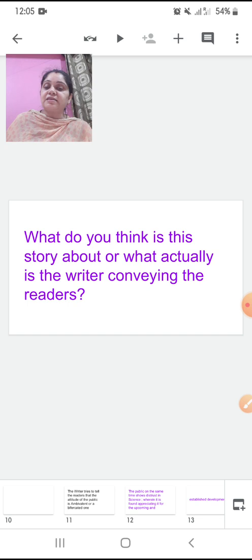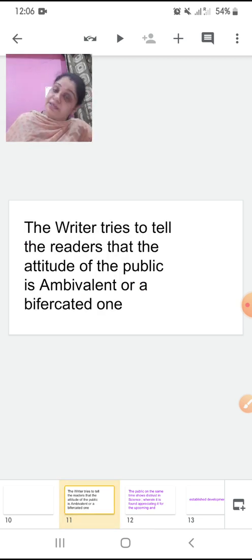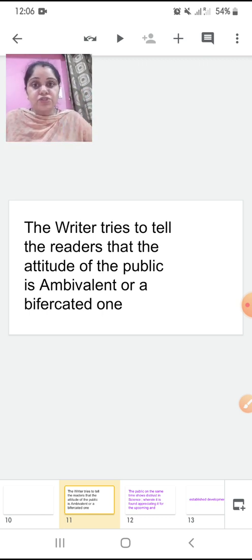Now, the basic thing is science. What is the attitude of people towards science? The writer tells the readers that the attitude of the public is ambivalent, or bifurcated, that is divided. It's not fixed. When people are thinking about science, which is a big word, it is a term which is really very wide. You can't explore science in just a small word.